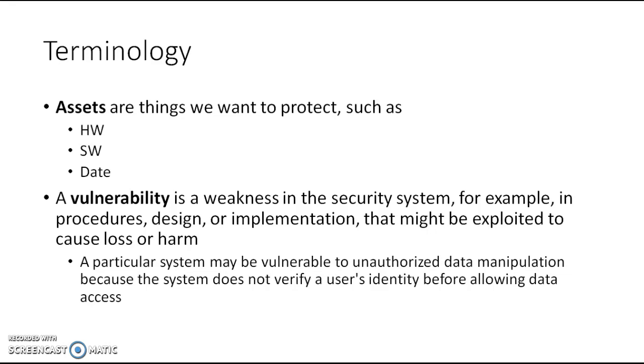Vulnerability: what is a vulnerability? Vulnerability is a weakness, a loophole, or discrepancies in your security system. For example, it can be a weakness in a procedure, a weakness in the design of your software or data, or a weakness in the implementation of your software that might be exploited to cause loss and financial or physical harm to your organization. A particular system may be vulnerable to unauthorized data manipulation because the system does not verify user identity before allowing data access. So verification of user identity is a must.